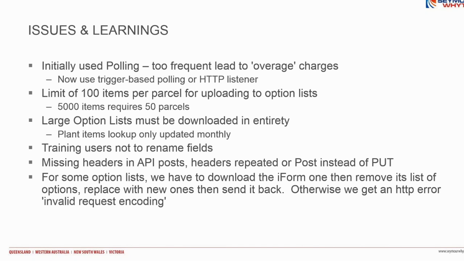We had quite a bit of contact with the help desk to start with, because we would quite often have a header twice or a header missing, or the wrong post instead of put, things like that, and text encoding. So what we still have to do with one of our option lists is to download the existing one, replace its data and send it back. We still haven't figured out why that happens.